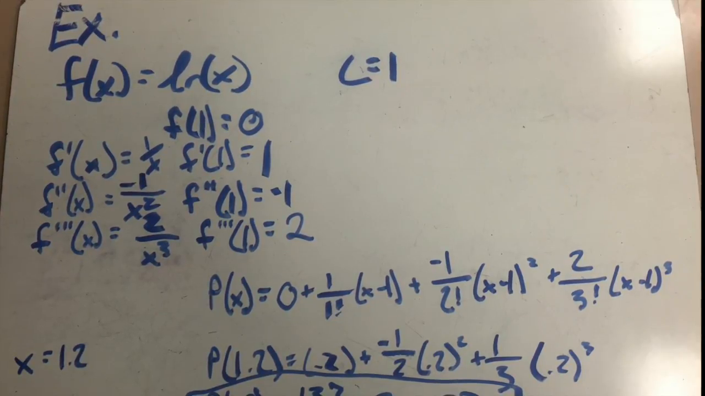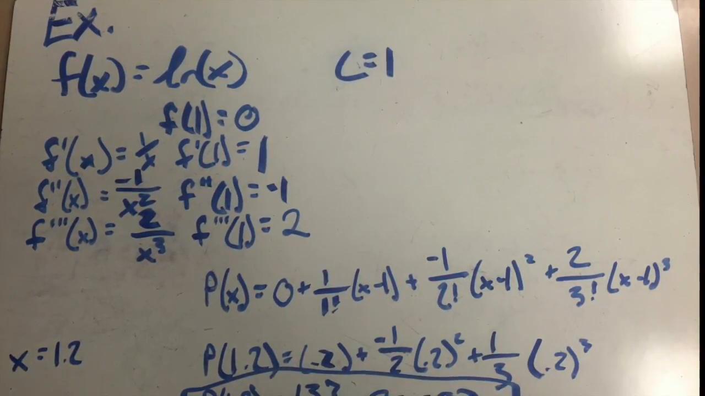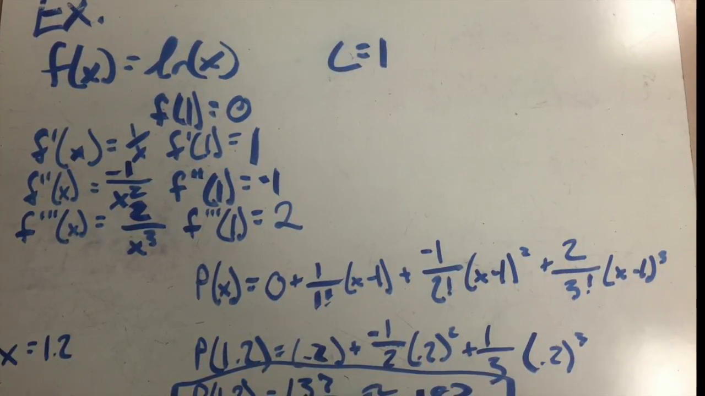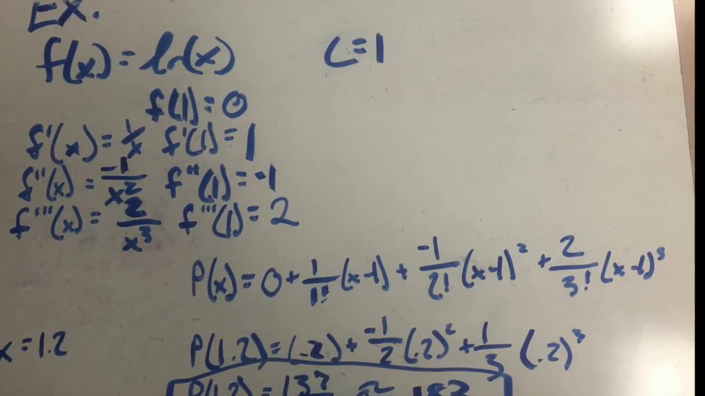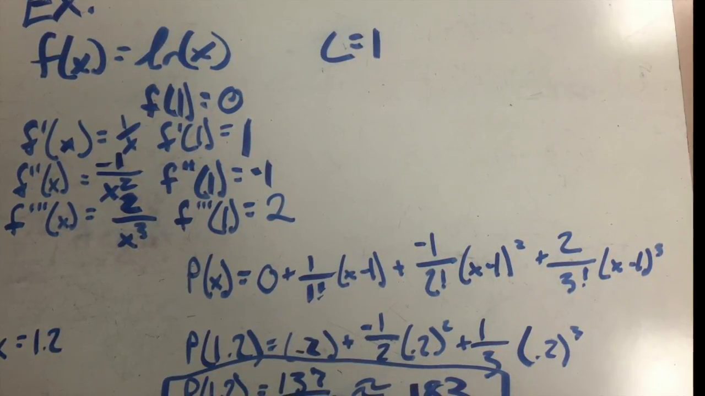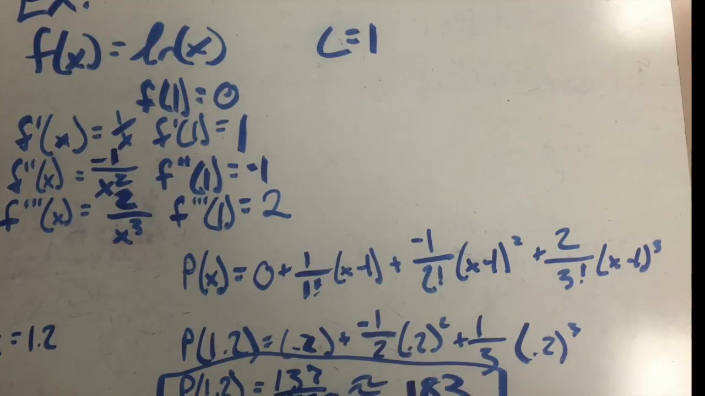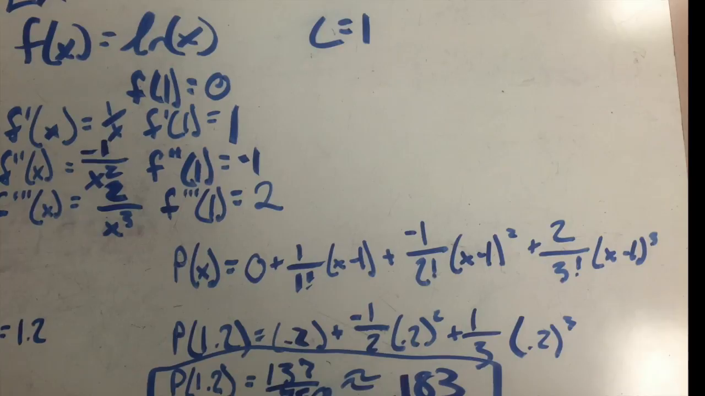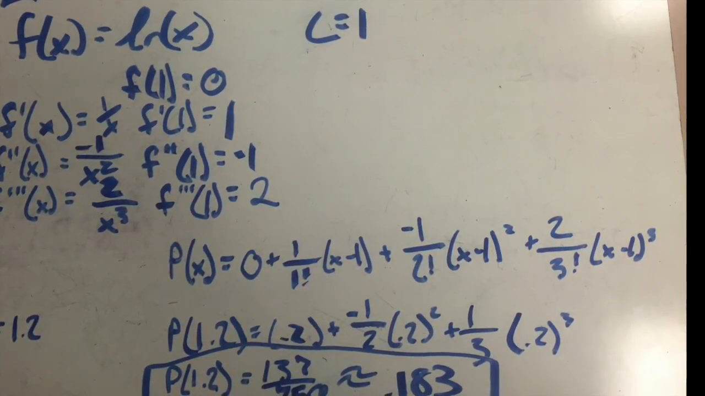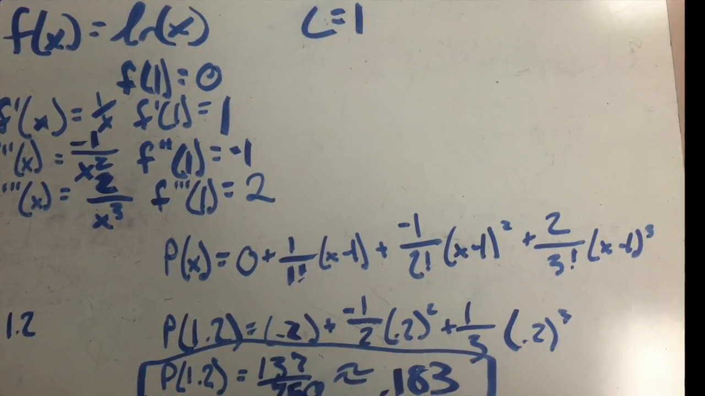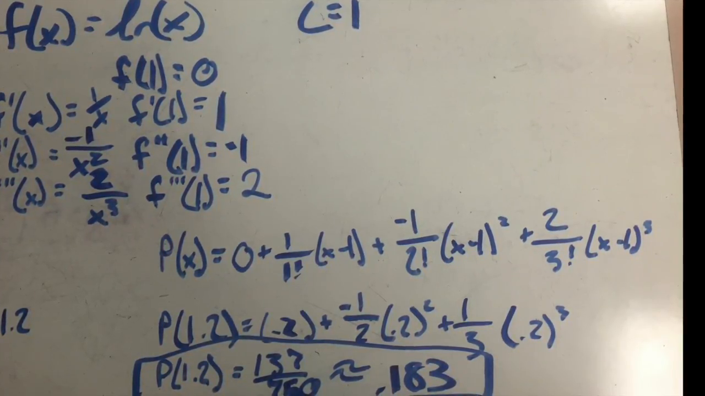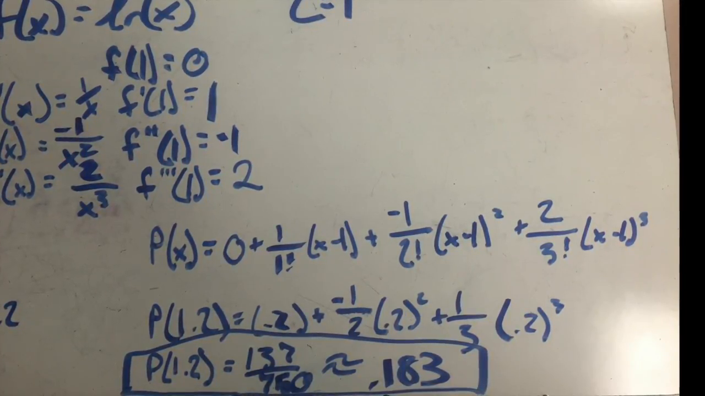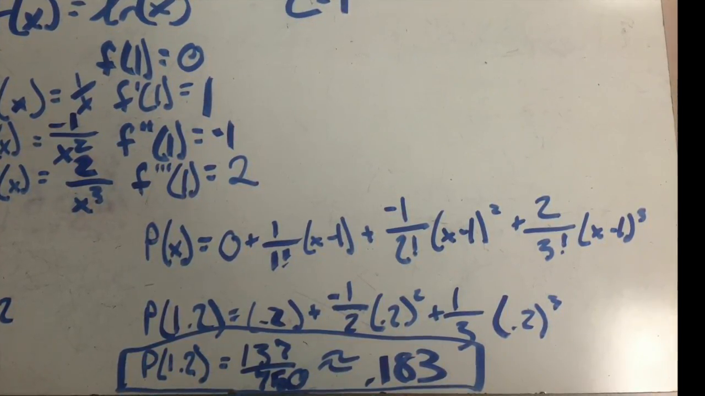So we plug all those values into the p of x equation. We get 0 plus 1 over 1 factorial times x minus 1, because c is the center, plus what we get for f double prime of 1, which is negative 1 over 2 factorial times x minus 1 squared, plus what we get for f triple prime of 1, which is 2 over 3 factorial times x minus 1 cubed. Then we want to find the approximation at x equals 1.2, so we plug that in for x.